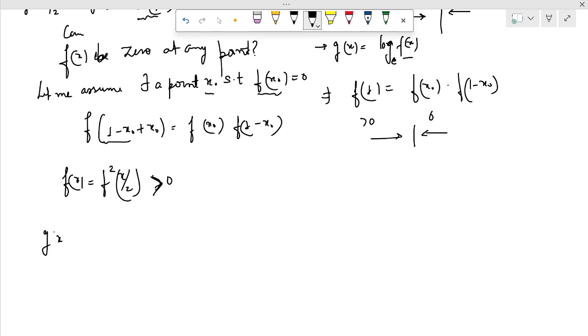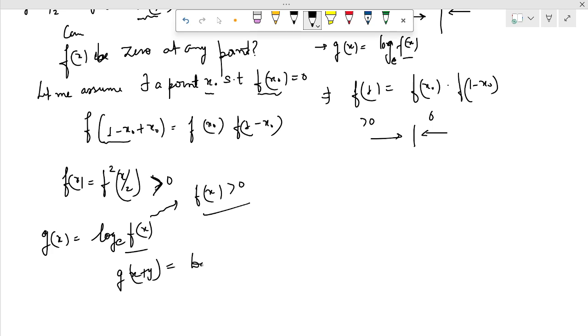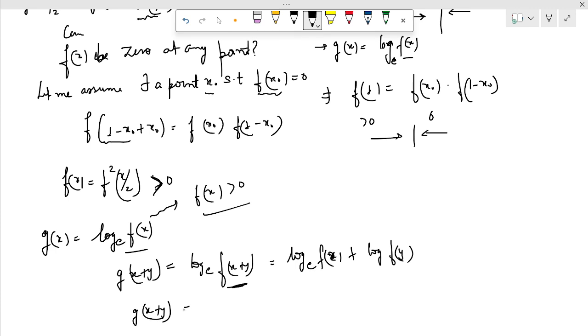Which allows us to write a new function gx, which is log of fx. And since fx is positive, we can always construct this function gx, and from here we can build up that g of x plus y will be simply log of f of x plus y, and we know that log of f of x plus y is log of fx plus log of fy, because we know that f of x plus y is fx into fy. So this is this, and we know that g of x plus y is equal to simply gx plus gy.